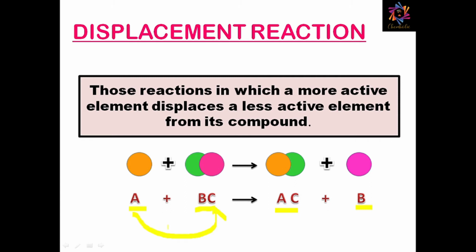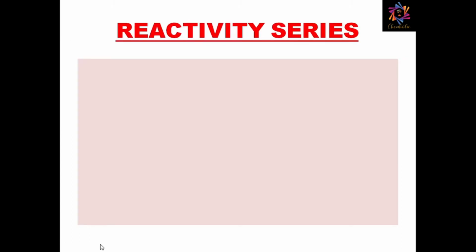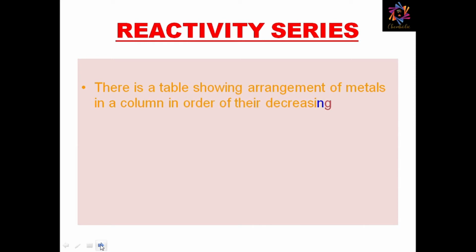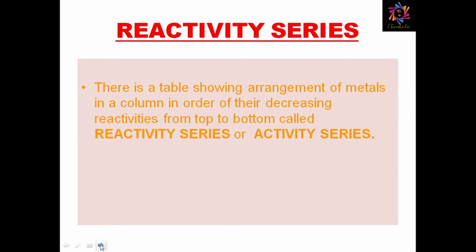Now the genuine question which arises out of this reaction is: why? Why can a more active metal displace a less active element? There is a series called the reactivity series, which shows various metals arranged in a column in order of their decreasing reactivity from top to bottom, and this kind of series is called the reactivity series or activity series. Now we will try to understand this series more deeply.